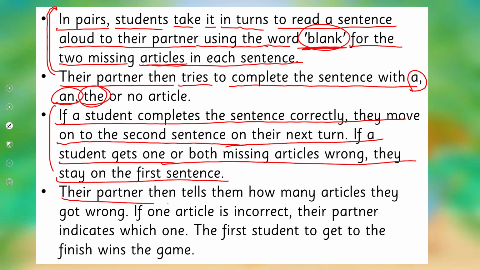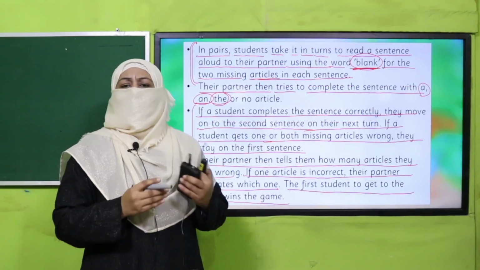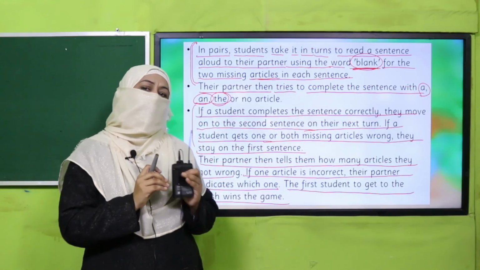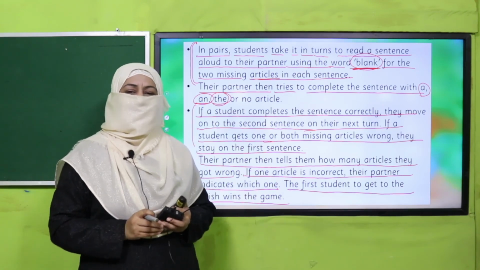And their partner then tells them how many articles they got wrong. If only one article is incorrect, their partner indicates which one. The first student to finish wins the game. Okay? So teacher, you can make this activity as long as you want, until your students do it correctly for all the sentences. Okay, so pause the video, enjoy the activity, and then come back.